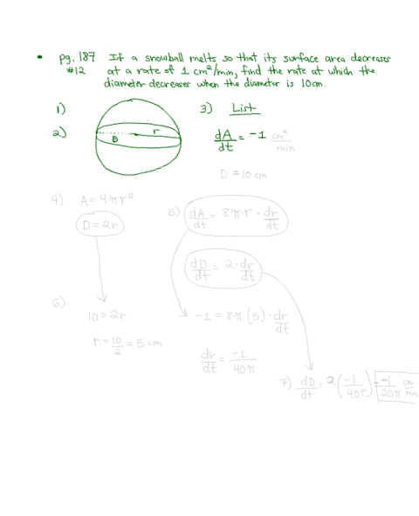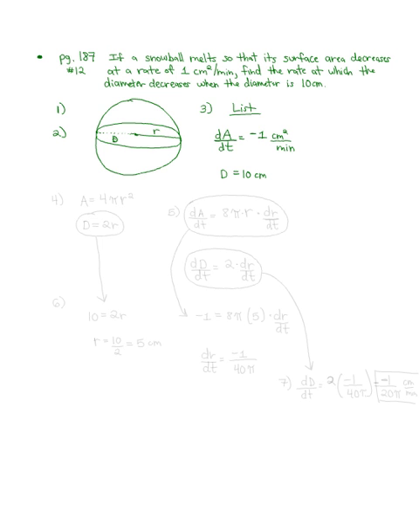Now the reason why it's a -1, the negative, is because the surface area is decreasing, it's going down at a rate of 1 square centimeter per minute. And then the only other piece of information we have here is the diameter. Diameter is going to be 10 centimeters. And we've exhausted all the information that's in the problem.